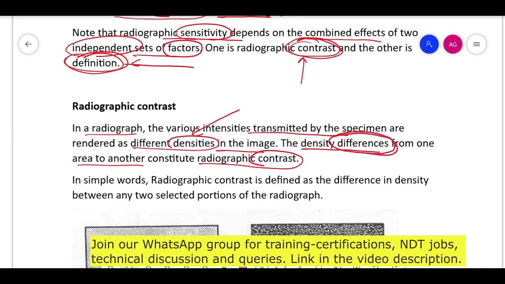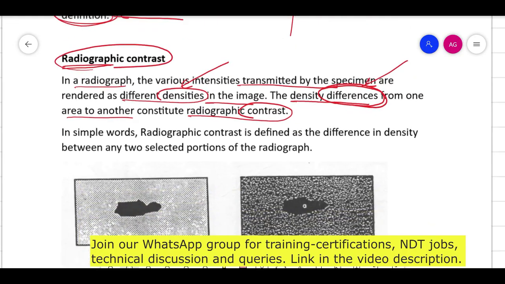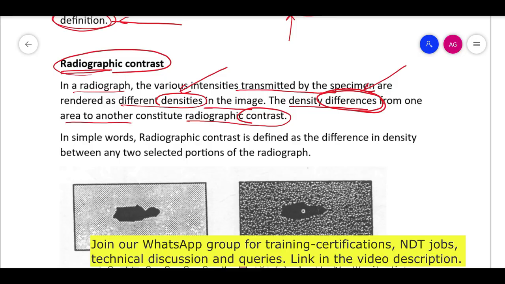Okay? So what will you call radiographic contrast? If you are able to make the density difference equal. Now this is the radiographic density. Remember that you do the measurement with a densitometer, okay? That type of density means you can do the differentiation between black and white, okay? So your radiographic contrast is good, okay? So you should get the density difference. In simple words, radiographic contrast is defined as the difference in density between any two selected portions of the radiograph.